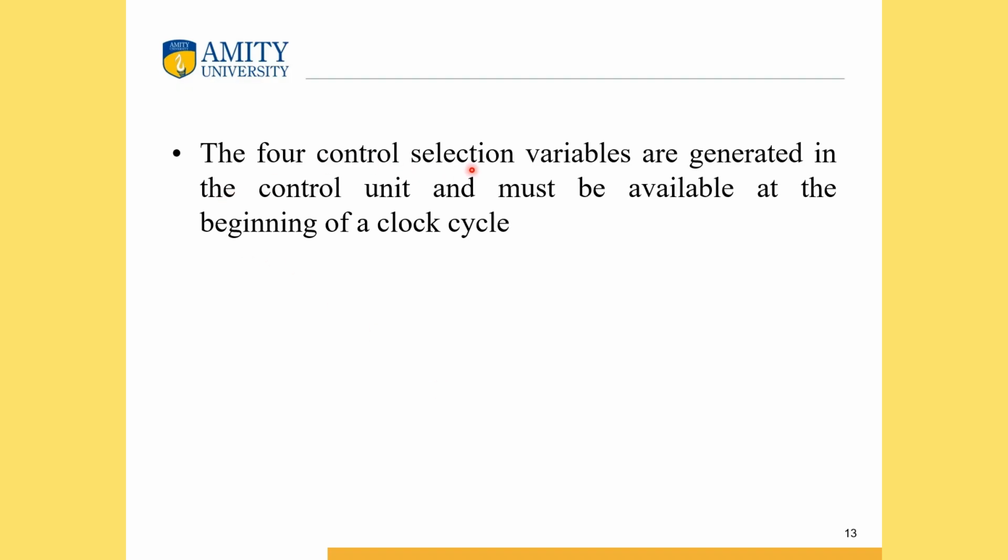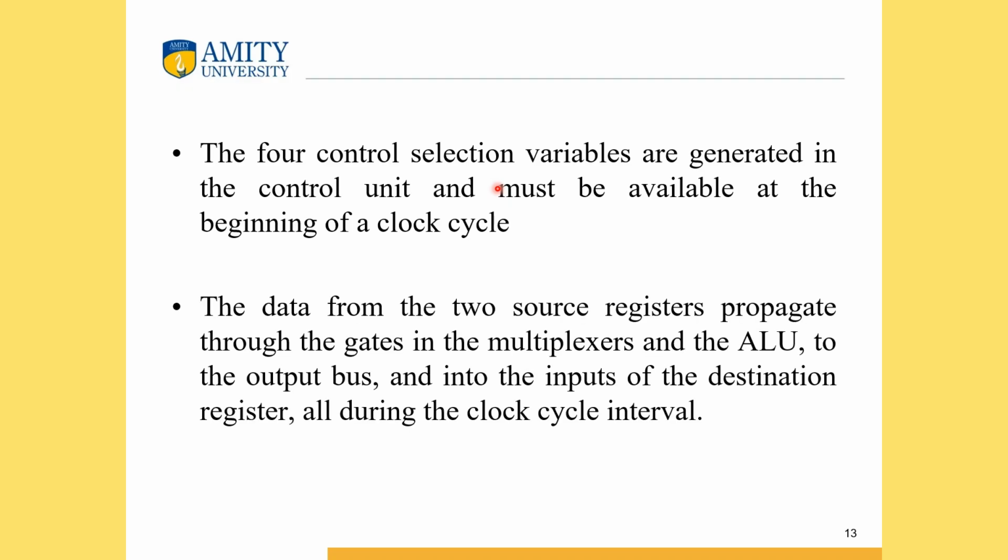The 4 control selection variables are generated in the control unit. So the control unit generates the selections and they must be available at the beginning of a clock cycle. So before we start the execution, the control unit must give the selection variables beforehand. The data from the two source registers propagate through the gates in multiplexers and the ALU, and thus to the output bus, finally going to the inputs of the destination register, all during the single clock interval.